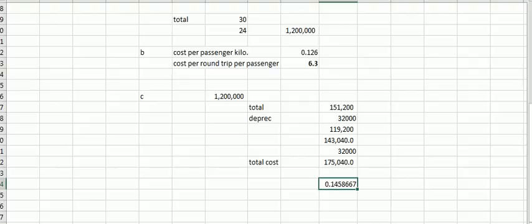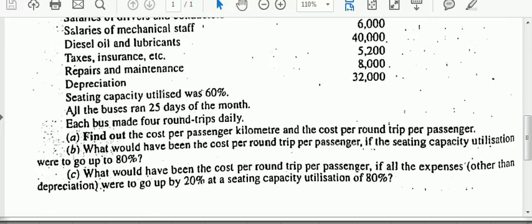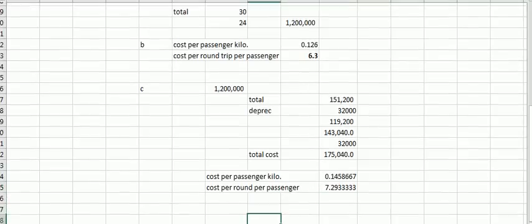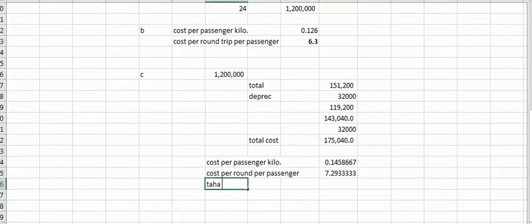0.145. So this is our new cost per passenger kilometer, and we are supposed to calculate the cost per round trip. What if a passenger travels a round trip and he is a single passenger? Per round trip per passenger, it will simply be 0.145 multiplied by 50.